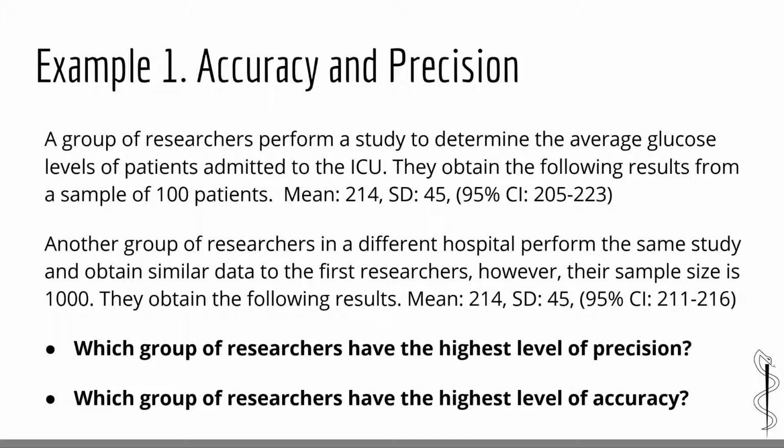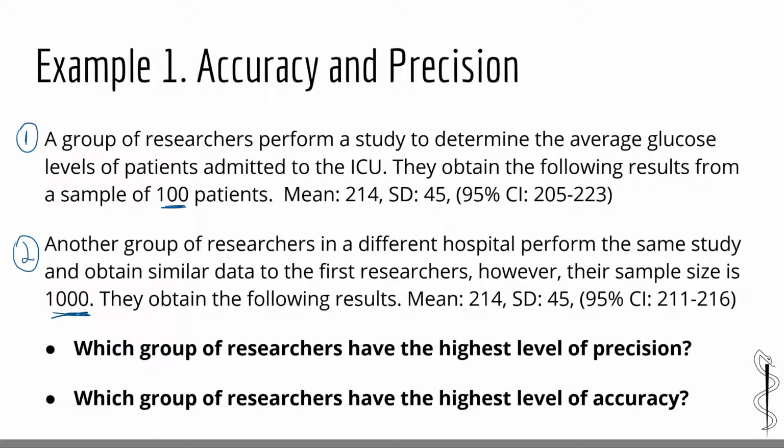In this example, two groups of researchers perform the same study and obtain extremely similar data. In real life, this is extremely unlikely, but let's pretend it were to happen. The only difference between the two groups is, of course, the location or the hospital and the sample size. The second group used a sample size that was 10 times the size of the sample in the first group. Okay, so now let's answer the question. Which group of researchers have the highest level of precision?